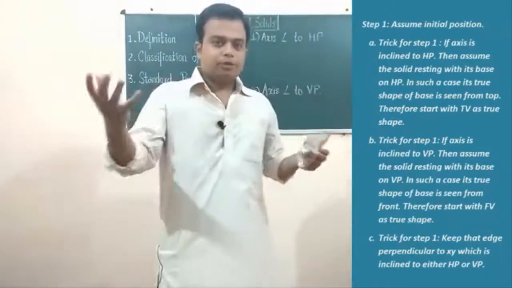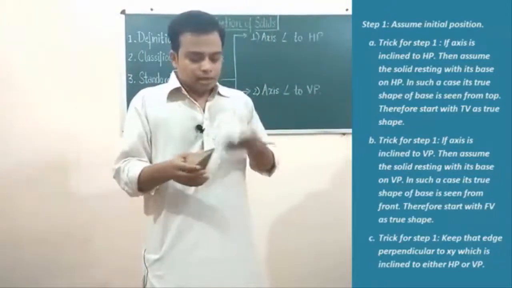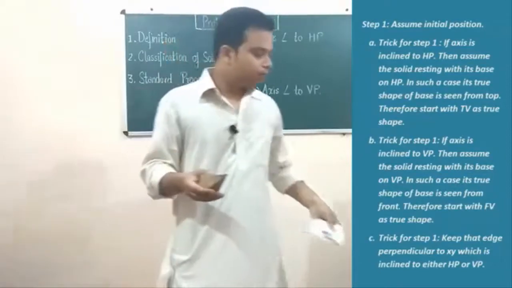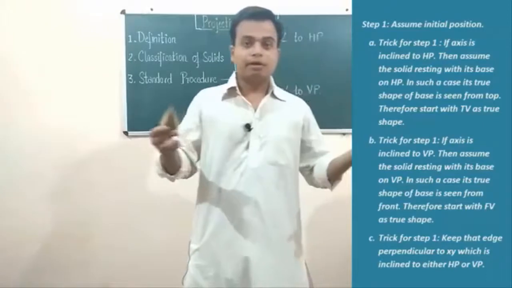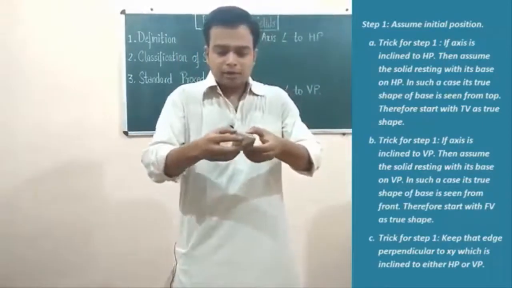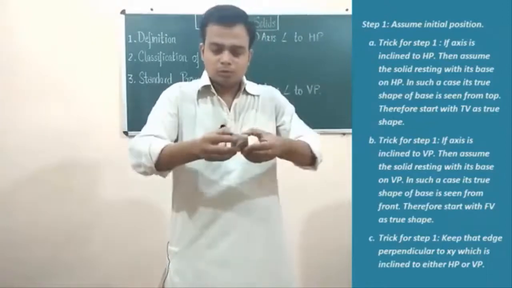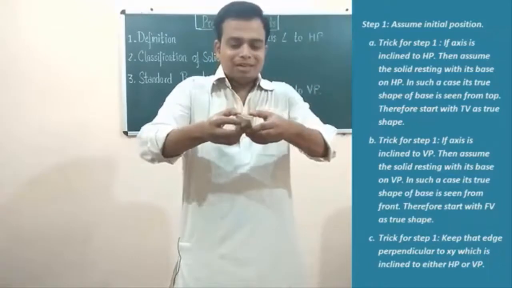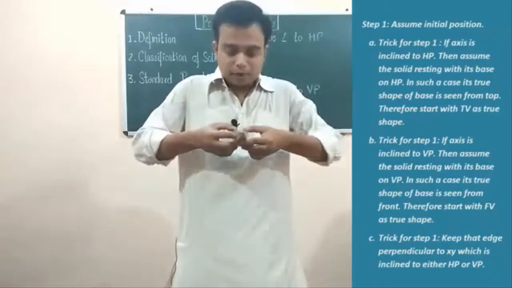Well, let me change the question. Let me change the scenario. Let us say that the axis is making a certain angle with the vertical plane. What would happen? What would be your initial position in such a case? Something like this. Axis inclined to the VP, either this way or this way, whatever. What you are going to assume is this. You are going to keep this entire solid on the VP, resting with its base on the VP.